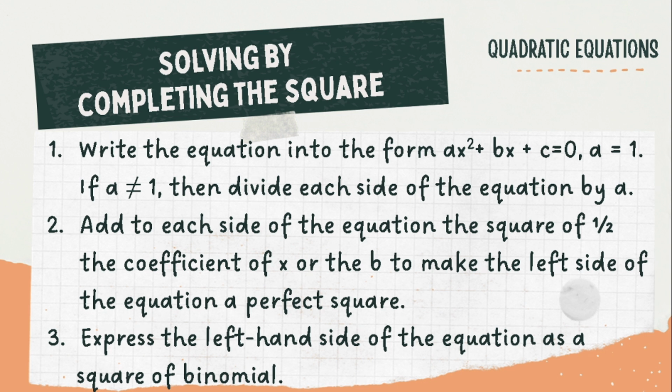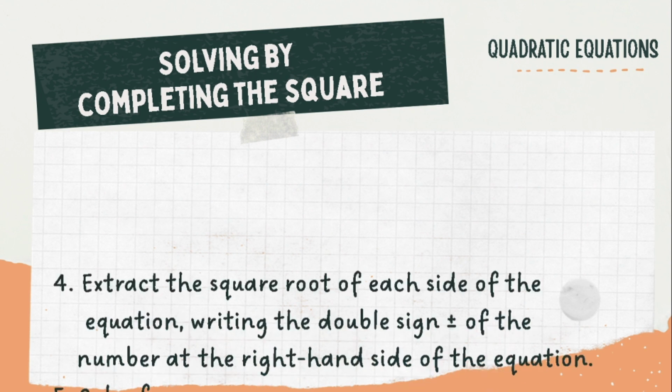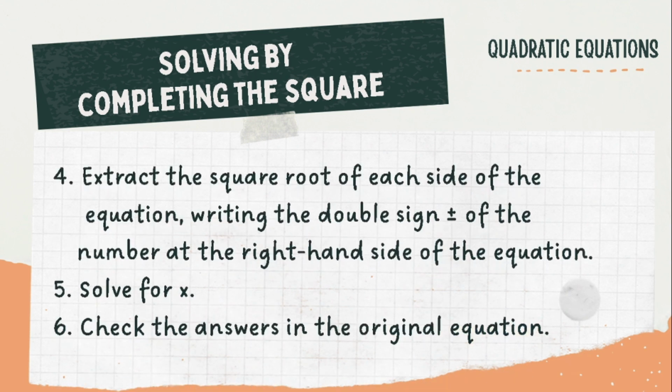Number 3. Express the left-hand side of the equation as the square of binomial. Number 4. Extract the square root of each side of the equation, writing the double sign plus or minus on the number at the right-hand side of the equation. Number 5. Solve for x. And number 6. Check the answers in the original equation.